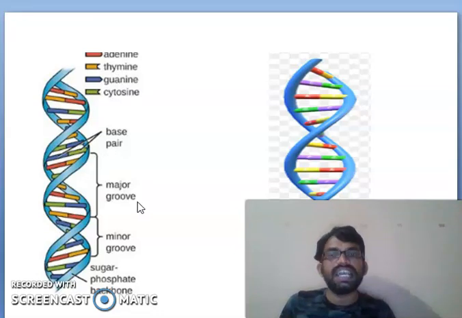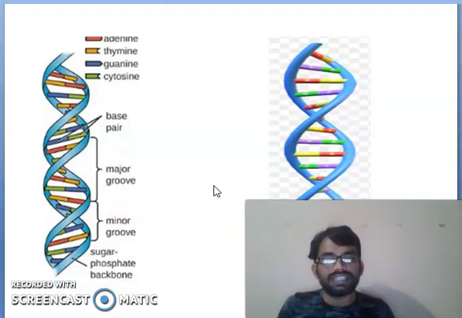Now you can see, any ligand that interacts with this part, that is called major groove binding. Suppose a ligand binds to this part, that is called minor groove binding. Okay, this point is very important.